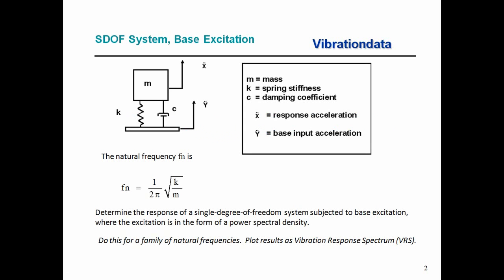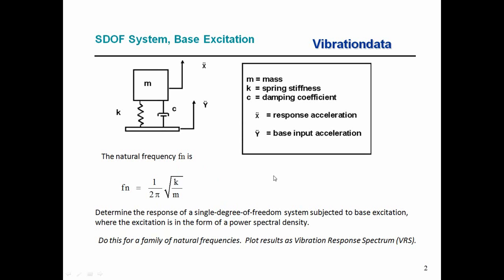So here we have a spring mass system, and it's subjected to a base input, and that base acceleration is y double dot, and the absolute acceleration of the mass is x double dot. And then we have the mass. The Hooke's law gives us the stiffness k, and the damping coefficient c. And the natural frequency of this spring mass system is 1 over 2 pi times the square root of the stiffness k over the mass m.